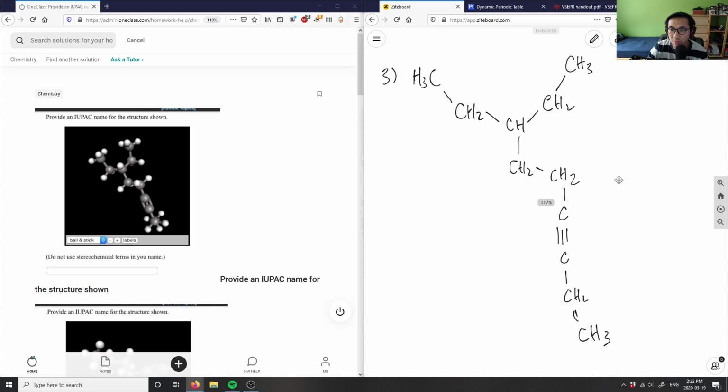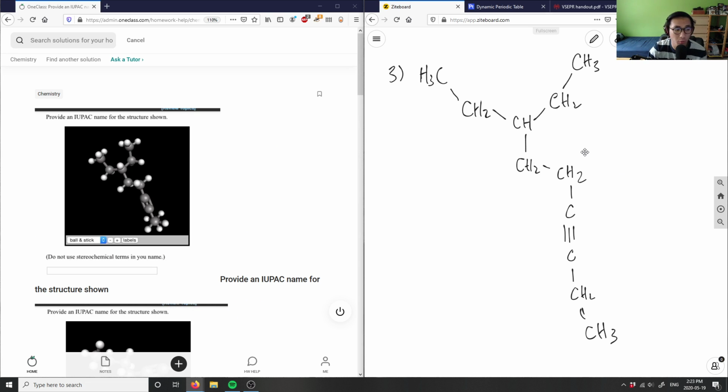So what I'm going to do is, if I want to name the structure, I want to find the longest chain and minimize the number on this triple bond here, right? Because this triple bond is very, very important. So I would actually count from bottom to top here to minimize the number. So this here is 1, 2, 3, 4, 5, 6, 7. And I can either go 8, 9 or 8, 9. It doesn't really matter in this case. I'll just go 8, 9.